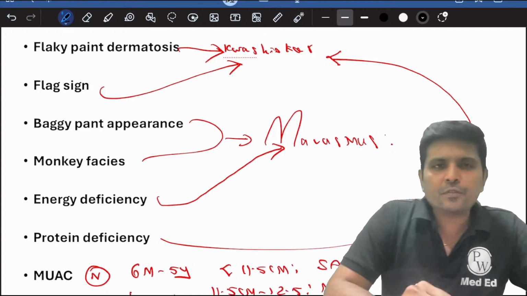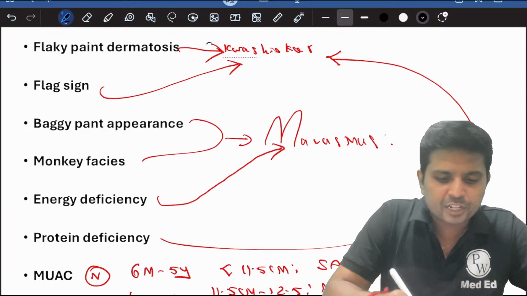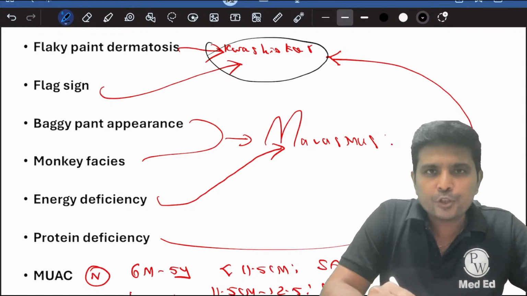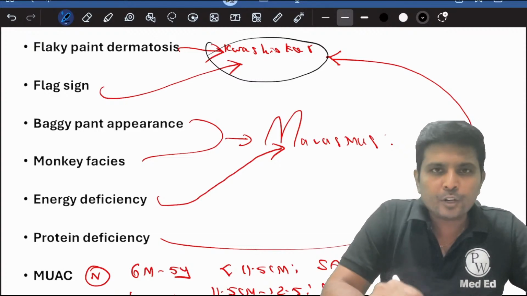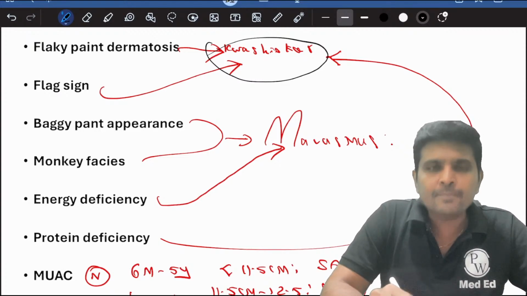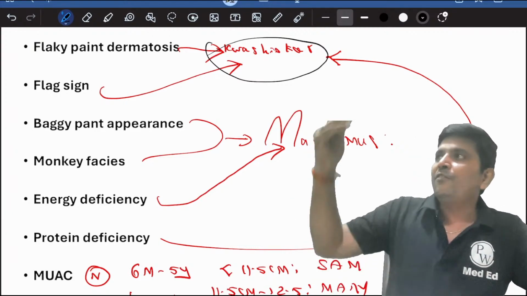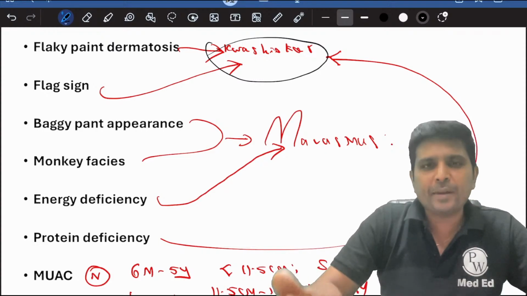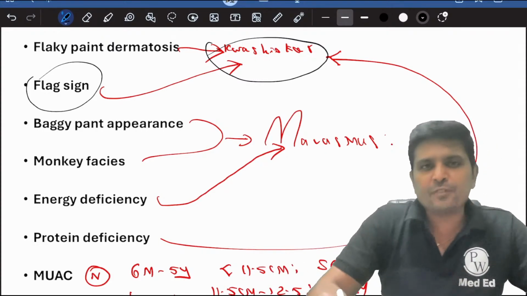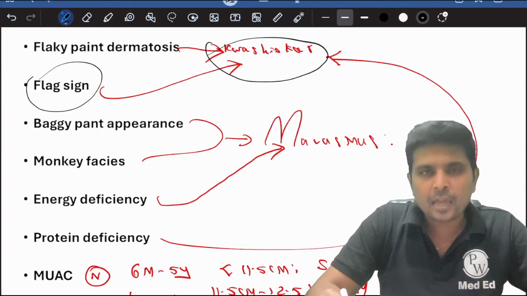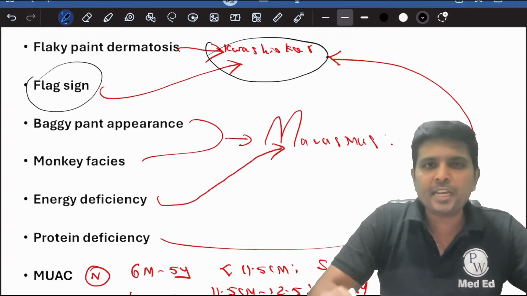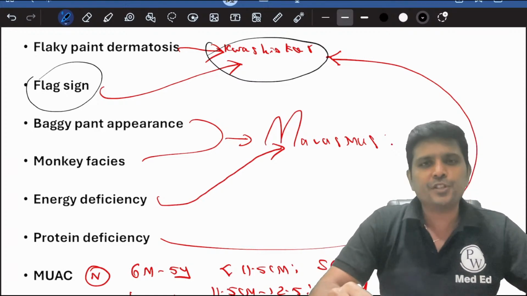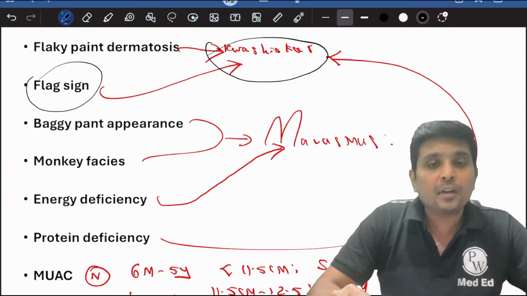Flaky paint dermatosis is more often a manifestation of kwashiorkor. Kwashiorkor is due to protein deficiency rather than calorie deficiency. The manifestation of protein deficiency or amino acids in skin is flaky paint dermatosis. Just like flakes of paint are falling from the wall, your skin will look like that. And the flag sign is the manifestation of protein deficiency in your hair, with alternate areas of pigmentation and depigmentation. Flaky paint dermatosis and the flag sign are manifestations of protein deficiency, severe acute malnutrition, that is called kwashiorkor.